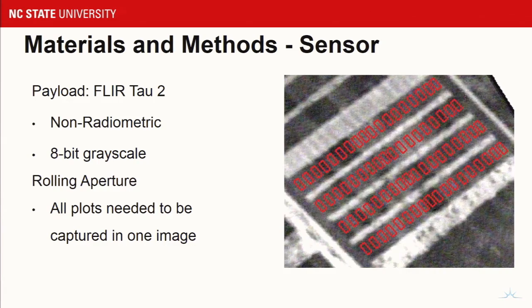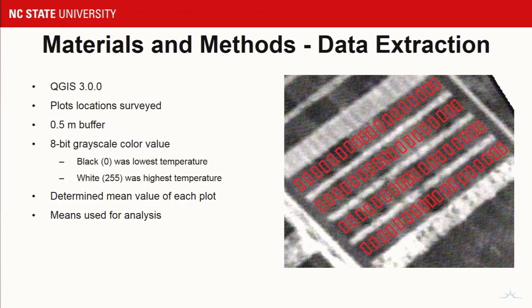We used a really cheap FLIR Tau 2, the simple 8-bit, and since it's a rolling aperture, we had to get all the plots in one image. So we had to go all the way to the ceiling to get that image. We pulled it all into QGIS, did some simple zonal stats, and buffered everything by 0.5 meter.